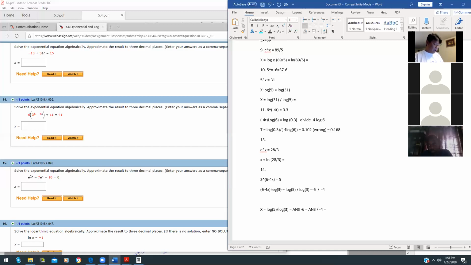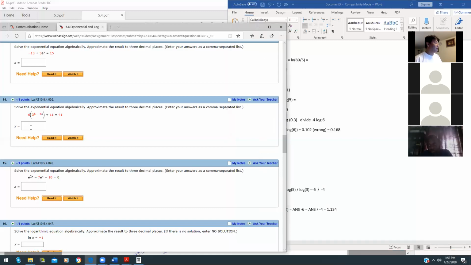So it's log 5 divided by log 3, and then -6, and then divided by -4. So you get 1.1384. It should be 1.134. No, I get 1.137. Make sure you guys know that I got a 7 in the back. You have to round. So this one you will get 1.134.